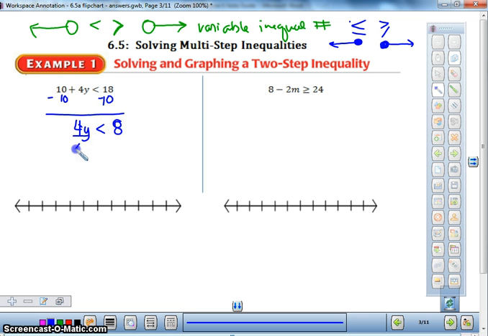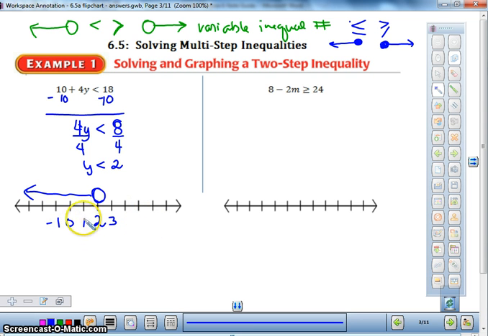This is working out rather nicely to give us a nice integer. They're not always going to be integers. Y is less than 2. So on our number line, I definitely want to have 2. I might have 3, 1, 0. Because it is less than 2, I'm looking at all solutions with an open circle. It cannot be 2, but it can be every number less than 2, every real number.